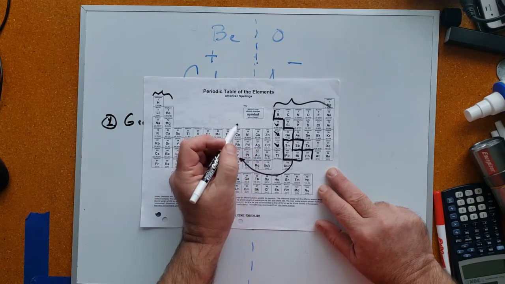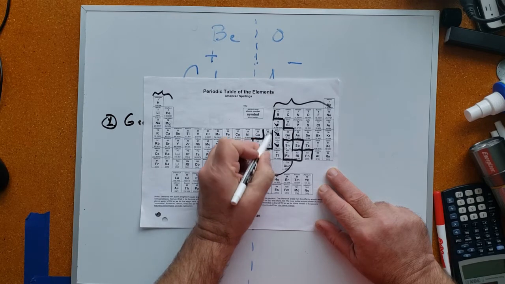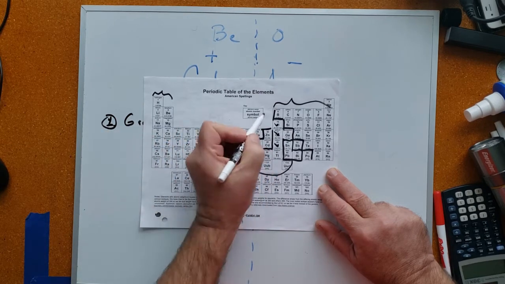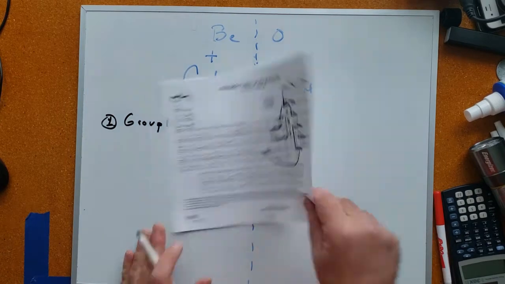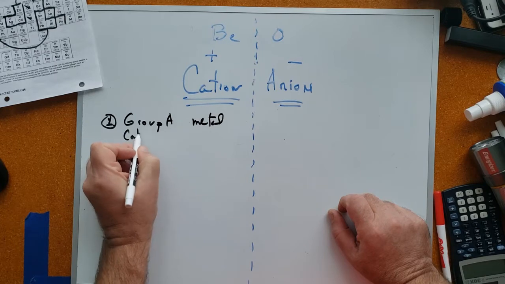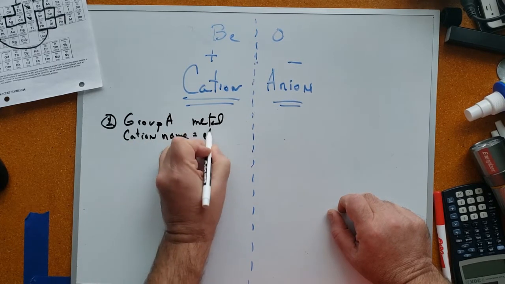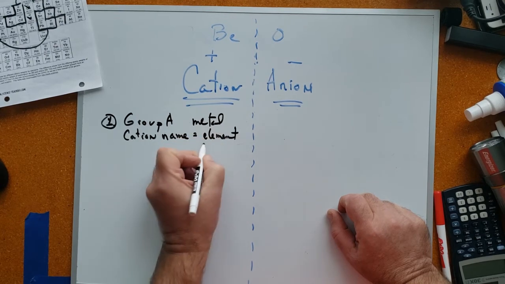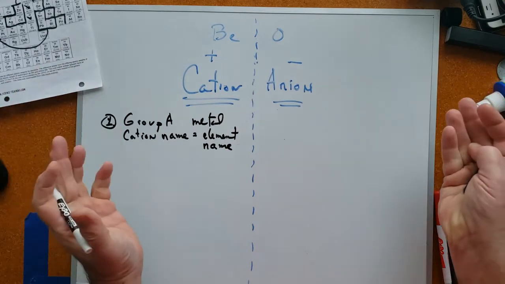Similarly, there's a couple of transition metals, zinc, silver, and cadmium, that although they're group B metals, they behave as if they are group A's. Right? But more generally speaking, for group A metals, the cation name equals the element name. In other words, we don't have to adjust the name at all. So Be is just going to be plain old beryllium.